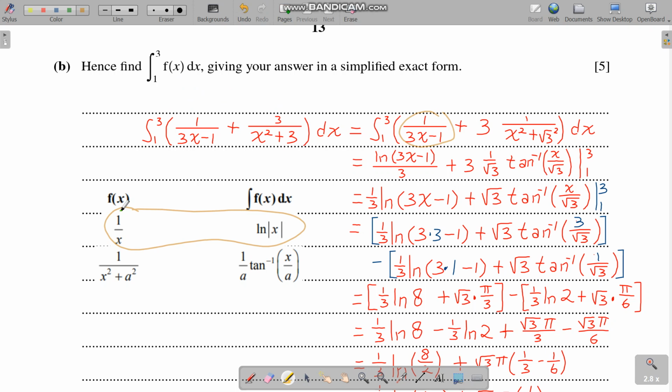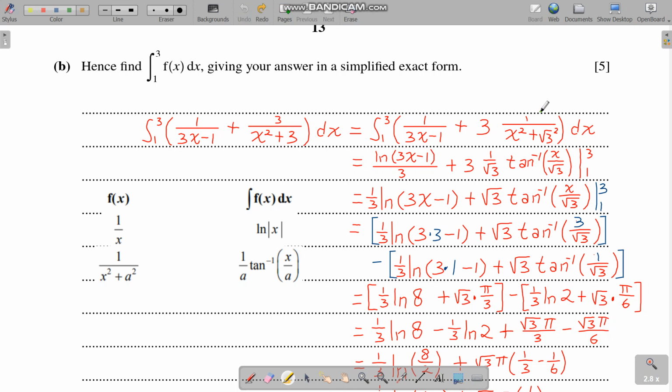So we get ln the denominator, but divided by 3 because of the derivative of the denominator. The derivative of 3x minus 1 is 3, or just remember the coefficient of x, so we divide by 3. And no need to use absolute values.